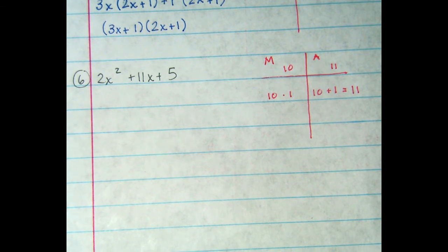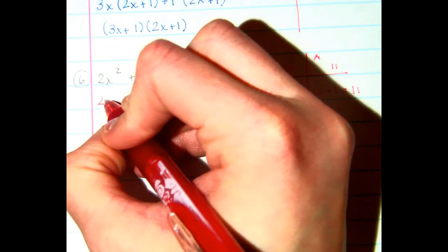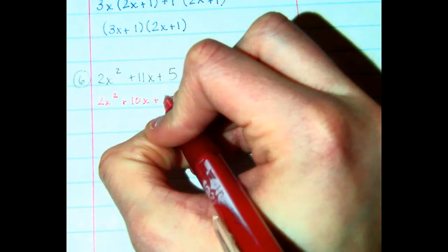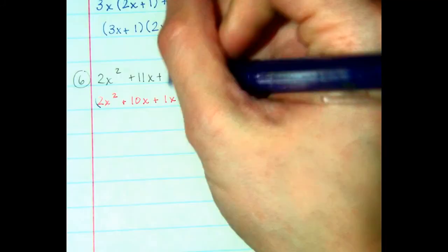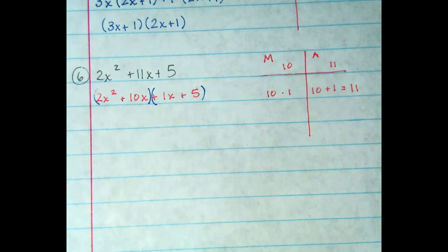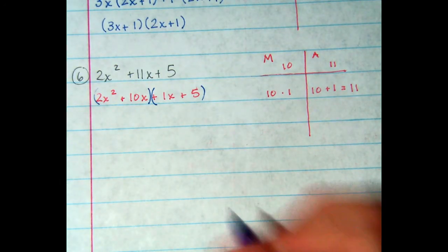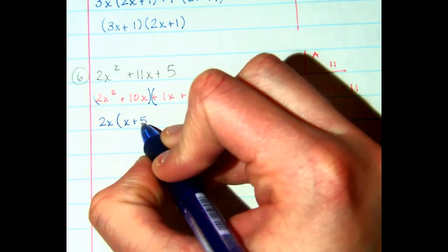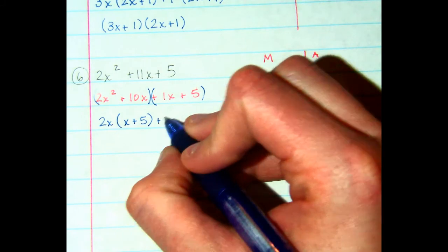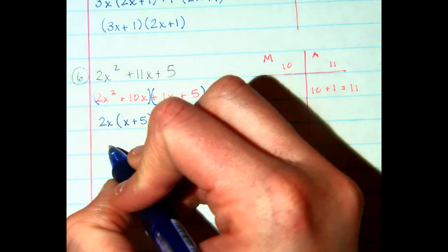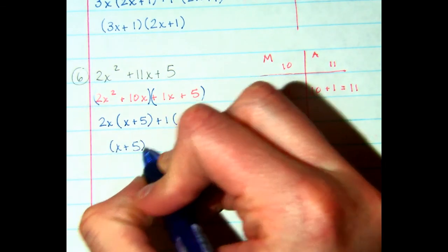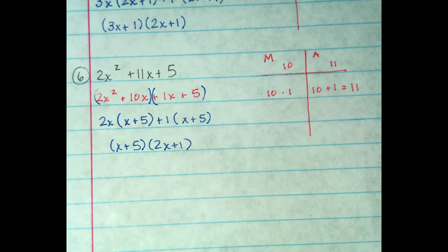Alright, so 2x squared plus 10x plus 1x plus 5. Separate them out. 2x squared plus 10x, what will come out of that? So then you have x plus 5. Now what? 1 will come out. So x plus 5. Okay. Alright.